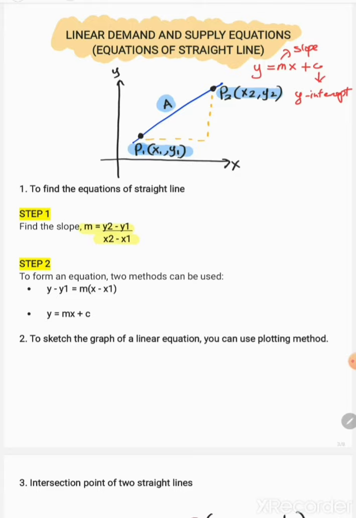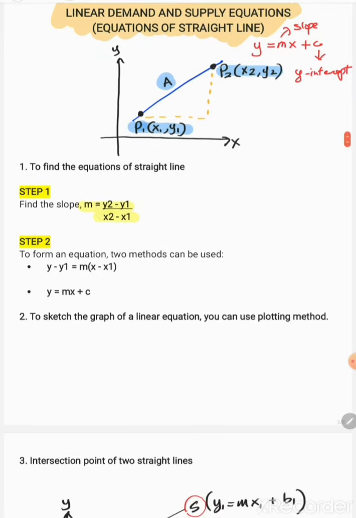Okay, so once you find the slope, you have to form an equation. Two methods can be used. The first one is y minus y1 equals m in brackets x minus x1, or the other one, y equals mx plus c, which I myself prefer to use, the second method.